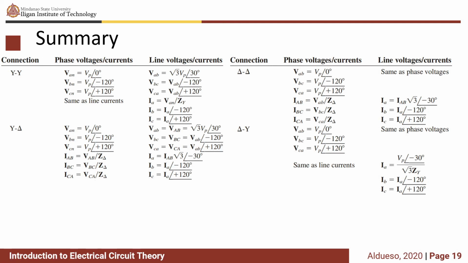So here is the summary for the phase voltages and currents and line voltages and currents for the four configurations. Remember, lowercase means the source side or the generator side, and uppercase means the load side.